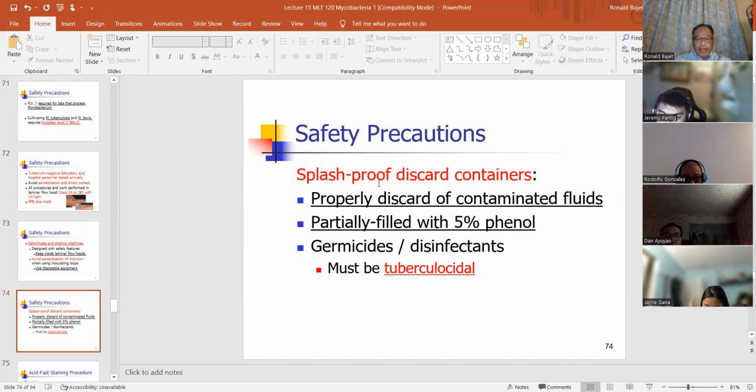Splash proof your discard containers. Properly discard contaminated fluids when you're done using a specimen. Partially fill, and add 5% phenol to those specimens that you're discarding. Make sure you use germicides and disinfectants. The germicides and disinfectants must say on the label that it's tuberculocidal. That means it'll kill MTB.